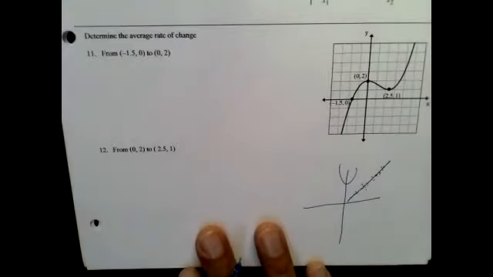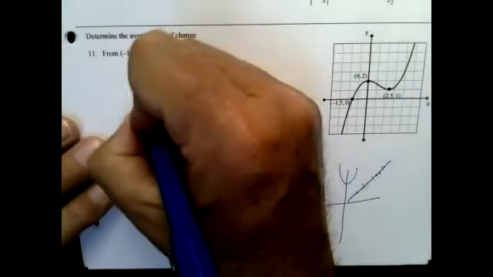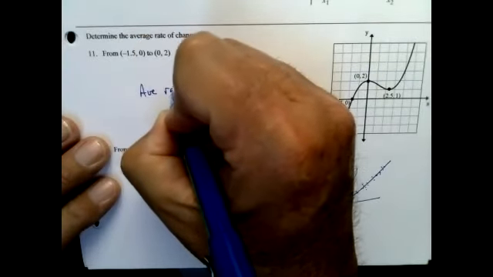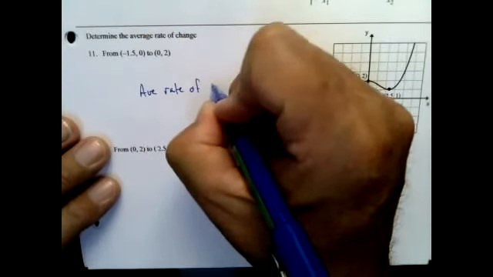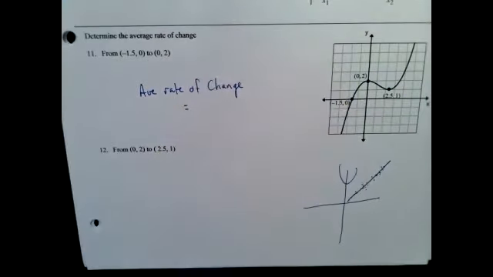So I'm not going to do the work. You're going to do the work. I'm going to sit back and relax. Number 11. What is the average rate of change? I say average rate of change. You say slope. Average rate of change, slope.